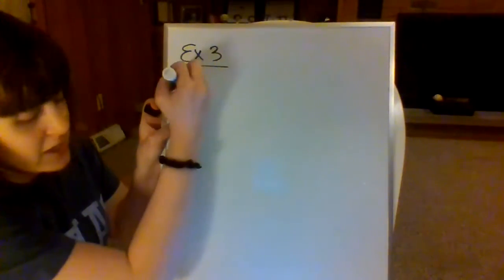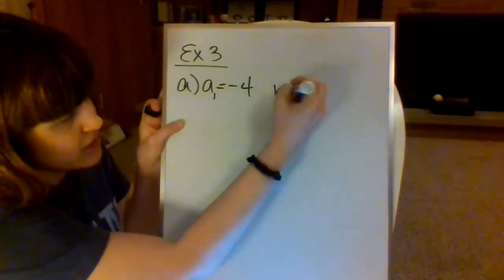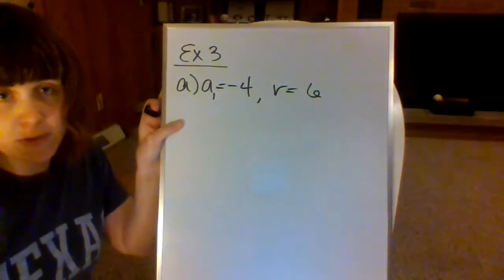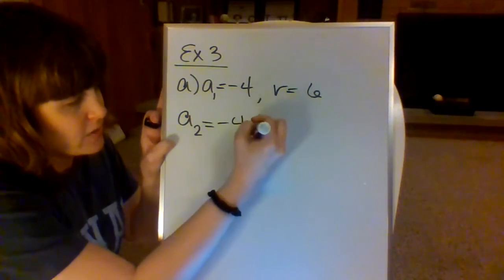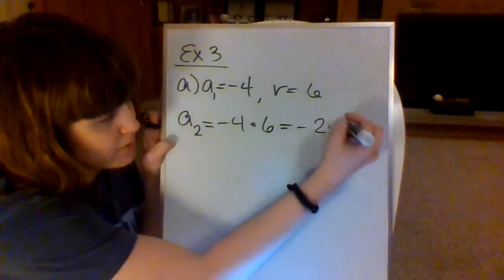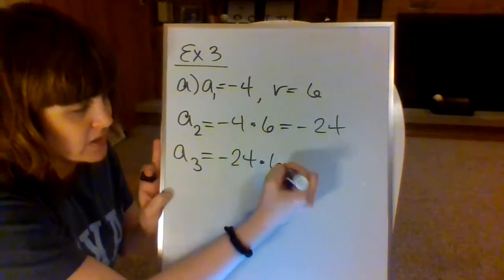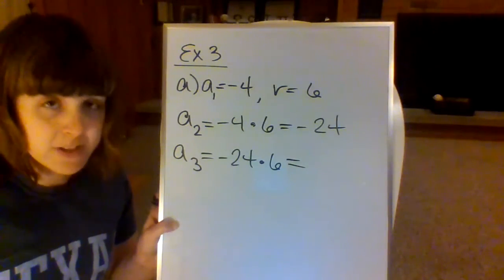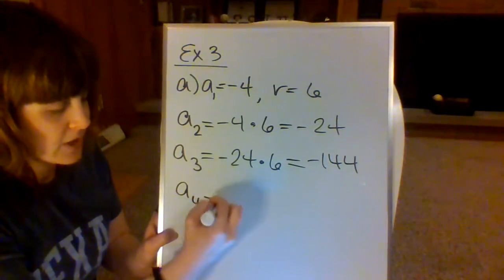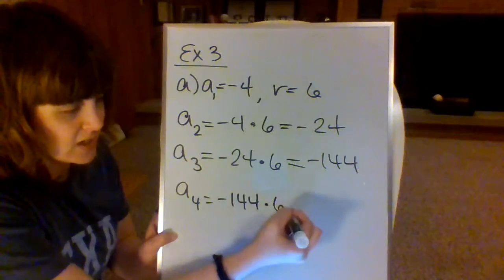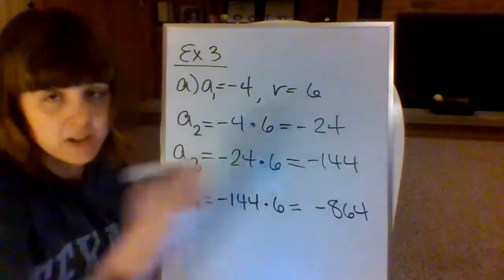Alright, so example 3, the first problem, A1 is negative 4, and the ratio is 6. So for the second term, we're going to take negative 4 times 6. Negative 4 times 6 is negative 24. For the third term, we're going to take negative 24 times 6, and that is negative 144. Then for the fourth term, we're going to take negative 144 times 6, and that is negative 864.